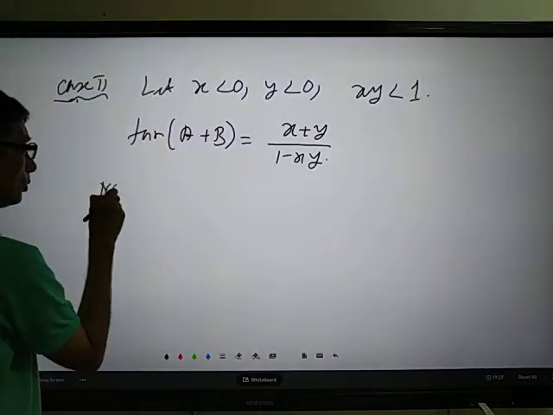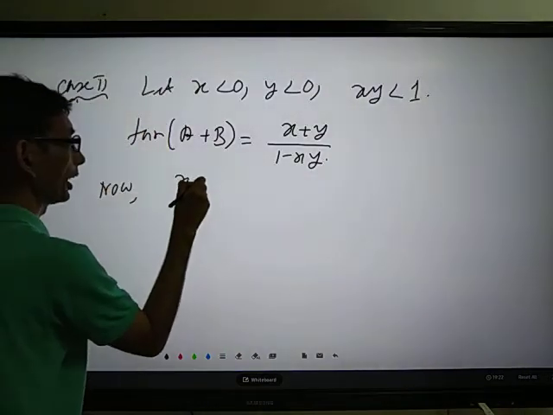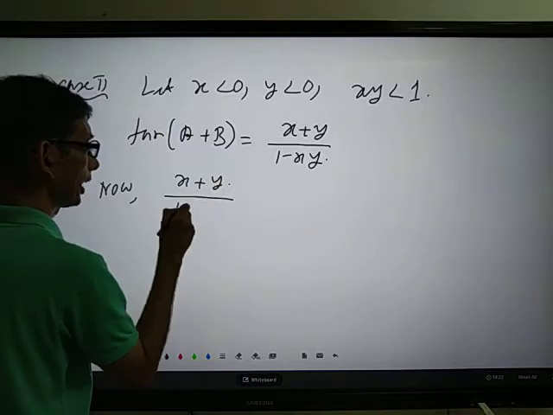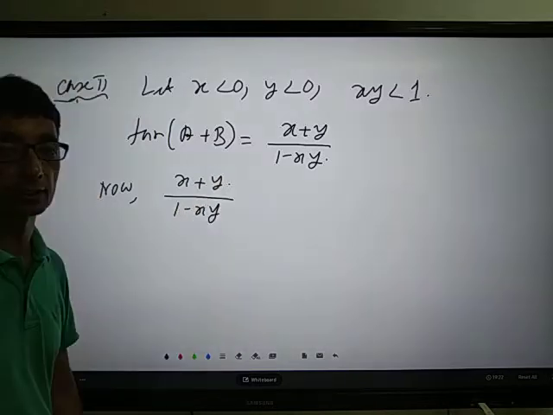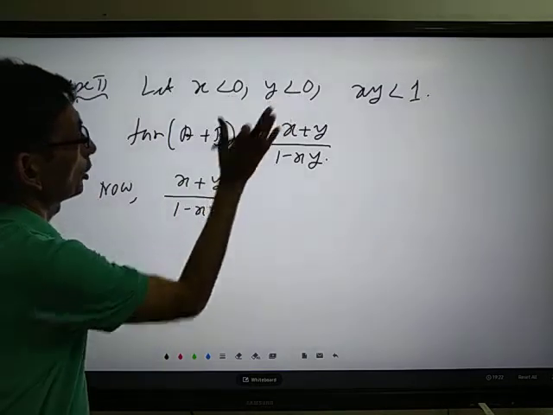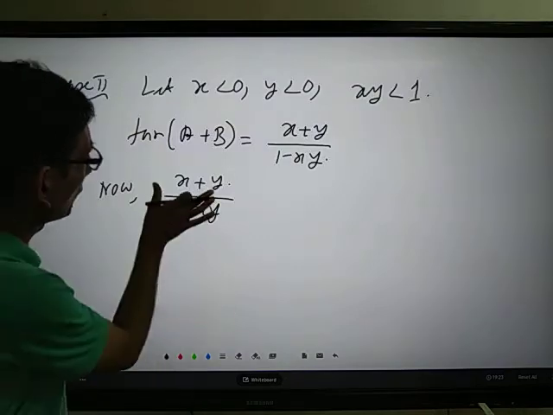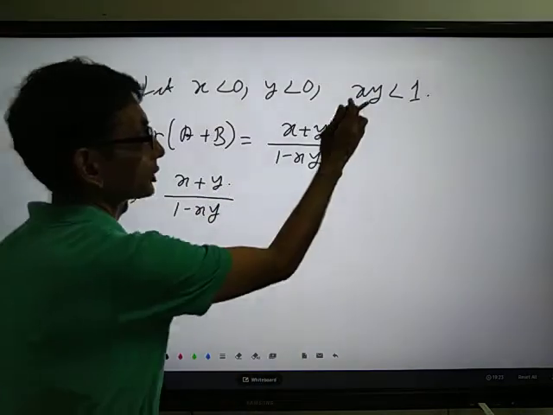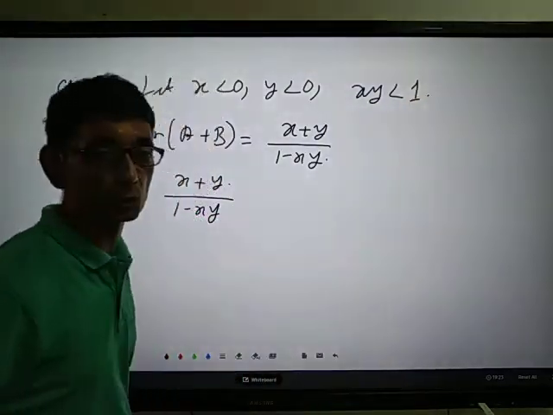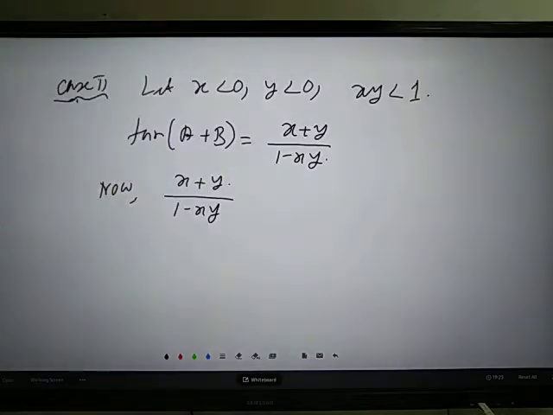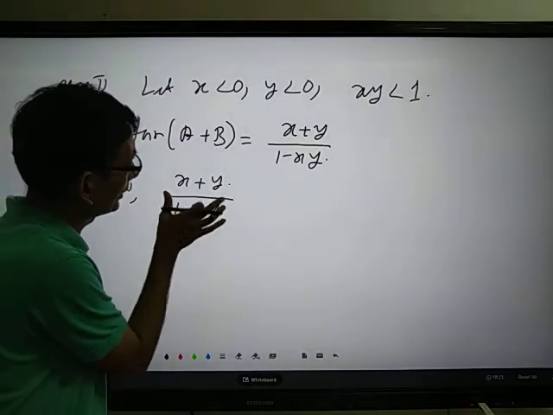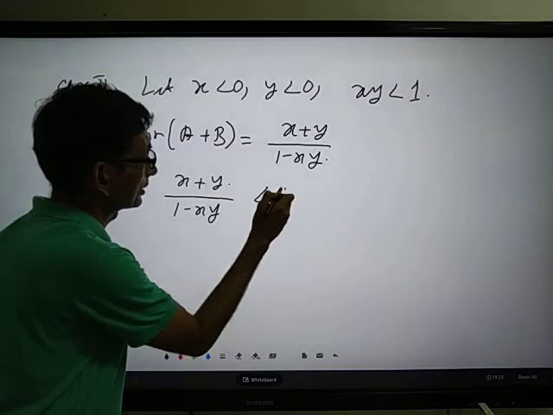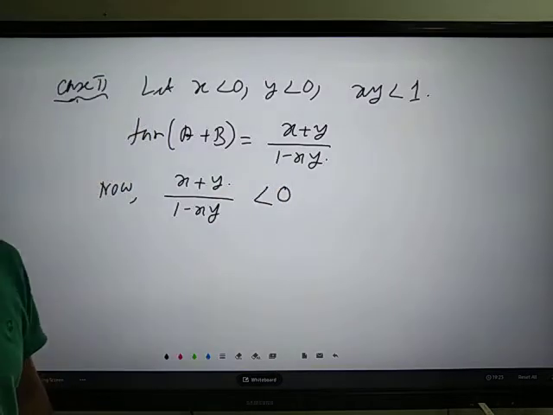Now x plus y divided by 1 minus xy. Let's see the sign. Here x and y are both negative, so x plus y is negative. Now xy is less than 1, which means 1 minus xy is positive. So this is a positive term and this is negative. Therefore it's less than 0.